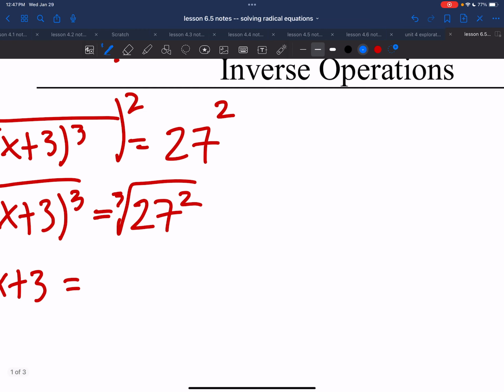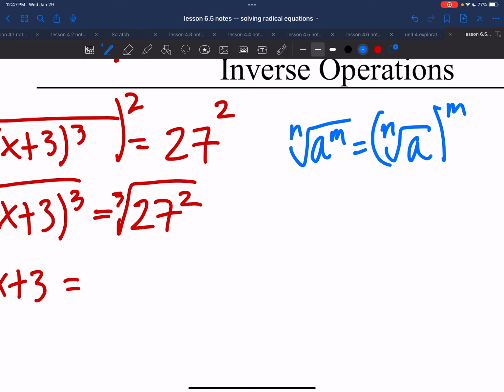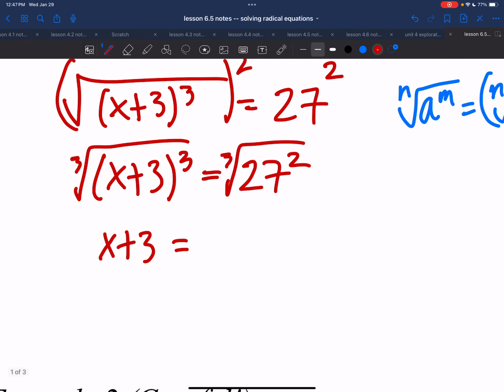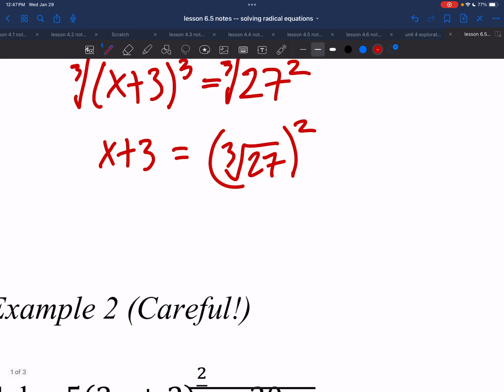In the last video, 6.4, we talked about this rule. The nth root of a to the m is equivalent to the nth root of a, to the m. You can put the power m on a directly, or you can put it after the root. And the reason that's useful here is you can say, well, let me take the cube root of 27 and then square that.